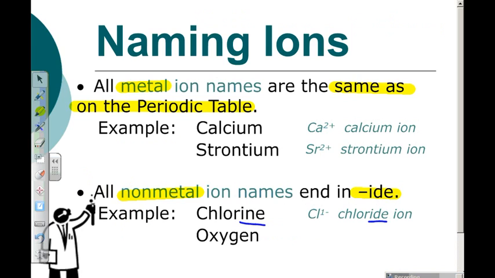Next, when we look at oxygen, oxygen had this -gen ending, and we have to change that ending to an IDE. That looks like oxide. So again, notice the IDE for the nonmetals.